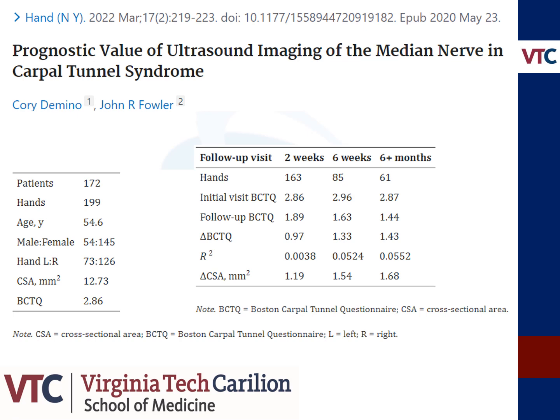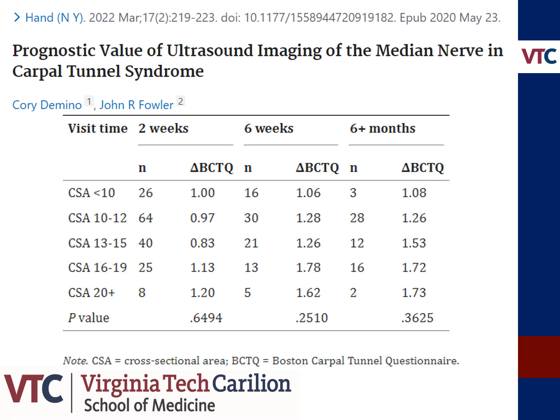Domino and Fowler looked at 199 hands of 172 patients and measured the cross-sectional area of the median nerve at diagnosis, 2 weeks after surgery, 6 weeks, and 6 months after surgery. Looking at this table right here, they measured the difference in cross-sectional area at each of these time intervals. One of the hypotheses of this study was that individuals with larger cross-sectional areas preoperatively had more severe disease and would note more improvement following surgical release.